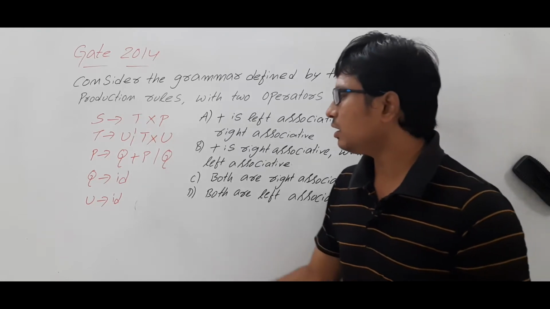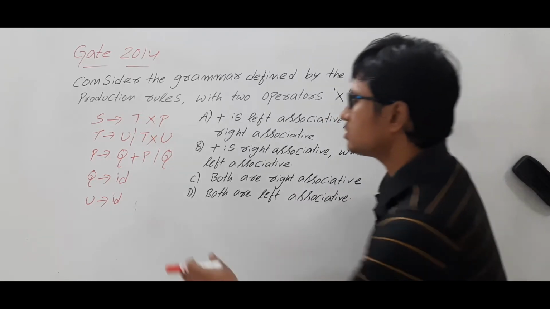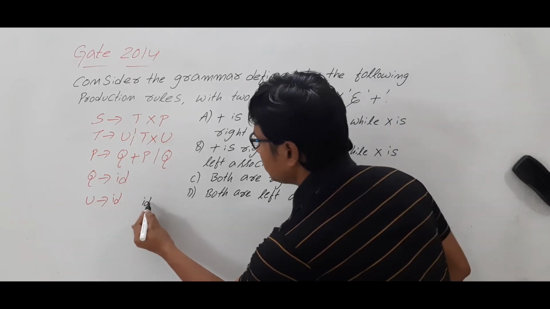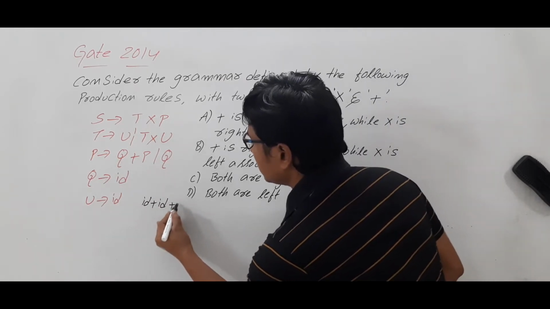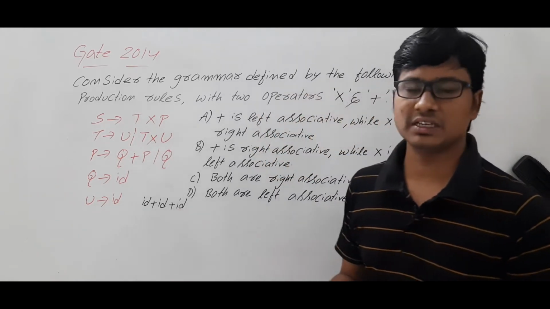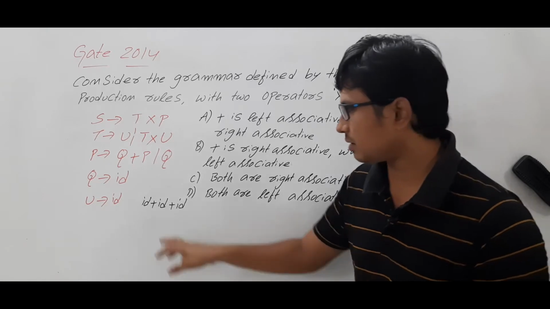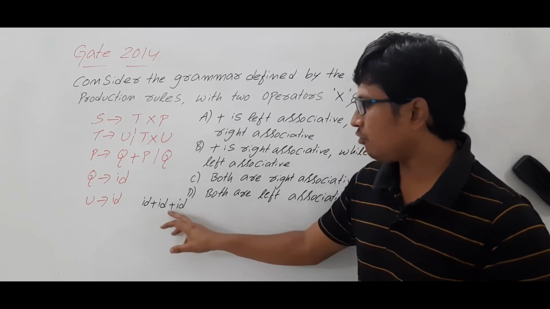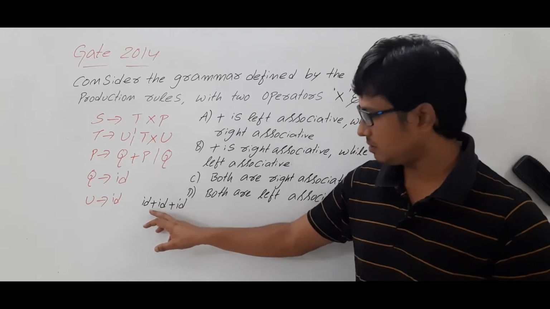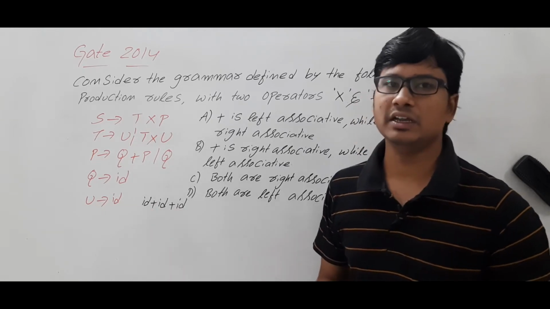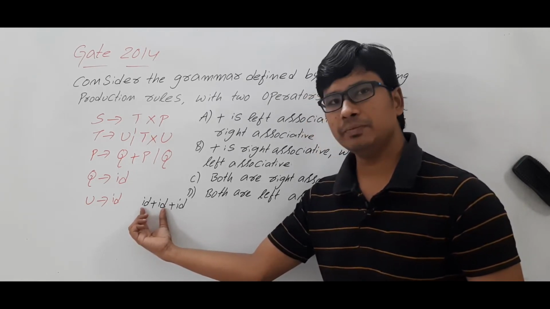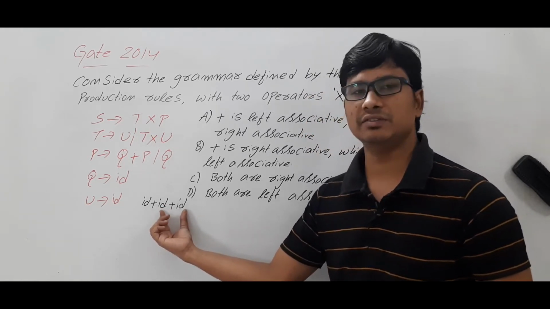Is it clear? Now what is meant by associativity? Suppose we have an expression id plus id plus id. If you look at it, we have two operators, but both are plus, which means we have a single kind of operator. Now if we have plus, which one has the highest priority? Plus and plus have the same priority. Then the question will come: should I execute id plus id first, or this id plus id first?